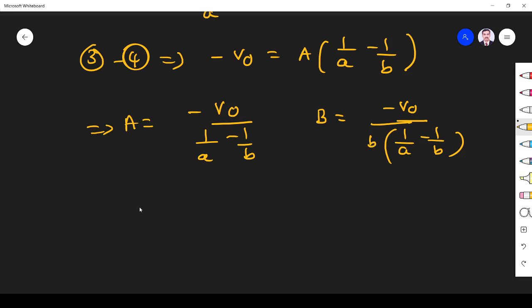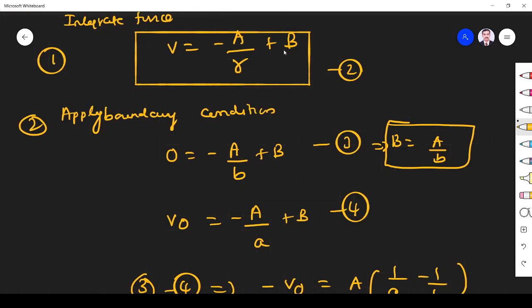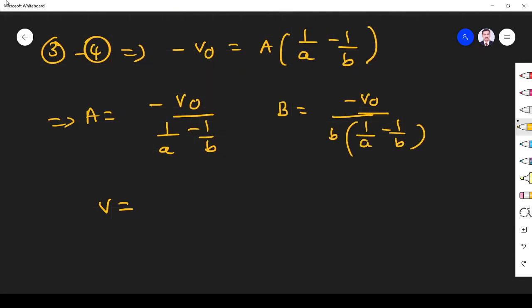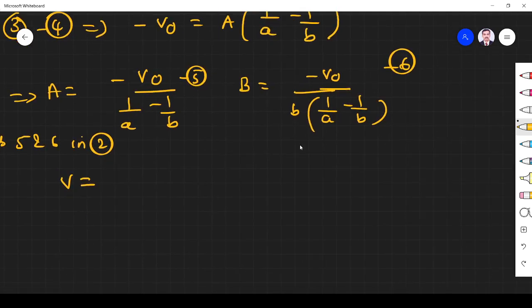So what is my equation? My general equation is V is equal to minus A by R plus B by B. Let us assume this is equation 5, the A value, and equation 6. Substitute 5 and 6 in 2. Okay, the A value, the B value, and find.